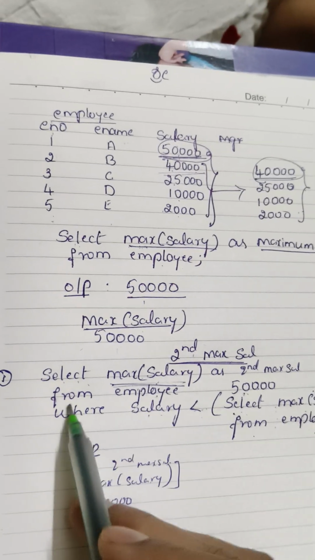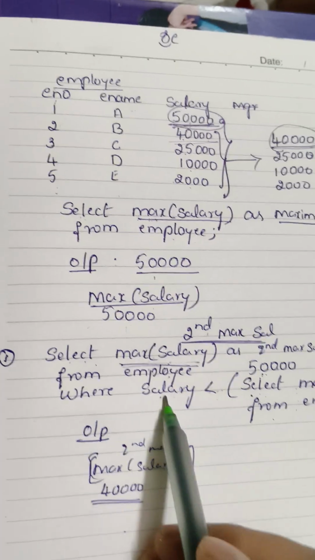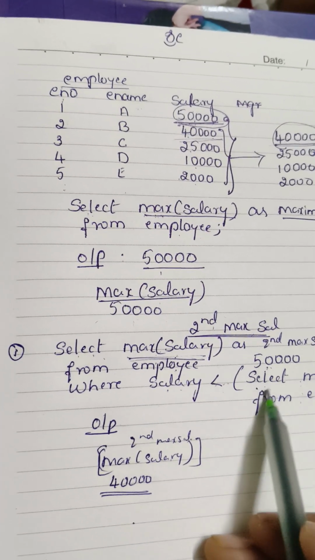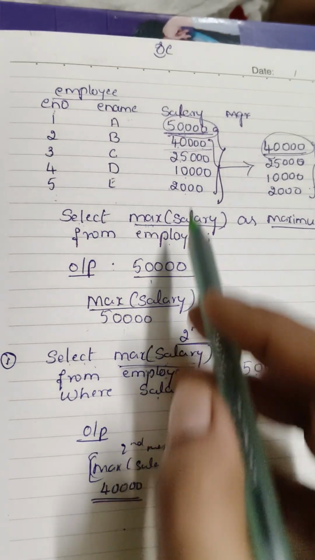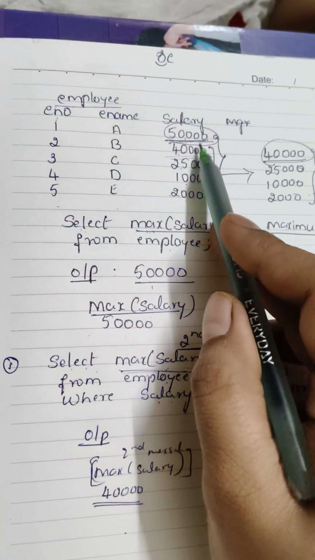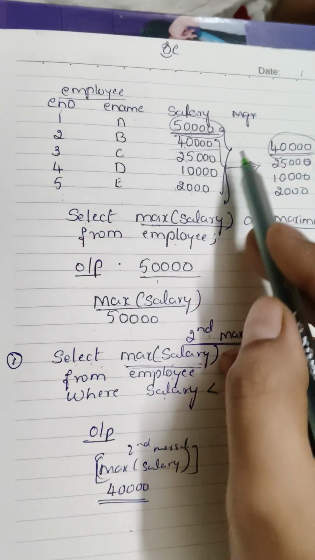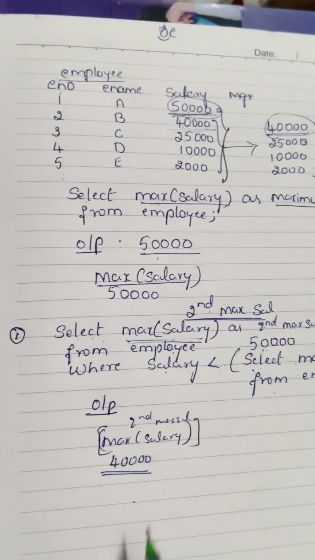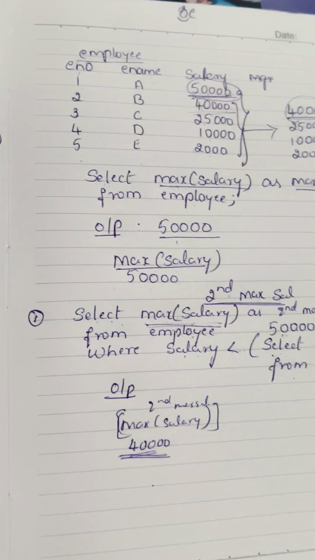So the outer query will be like this: select max of salary from the employee table where salary is less than 50,000, where 50,000 is the result. It will check in the table, and those salaries which are less than 50,000 will be listed out. Out of all these, the maximum salary will become the second maximum salary. It will display 40,000 as the second maximum salary.